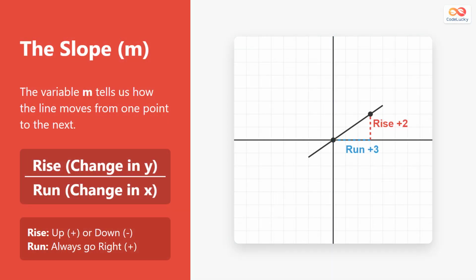Next is m, the slope. Slope is a ratio that describes the steepness and direction of the line. We often call this rise over run. The top number tells you to go up or down, and the bottom number tells you to run to the right. Think of it as a set of directions to get from your starting point to the next point.